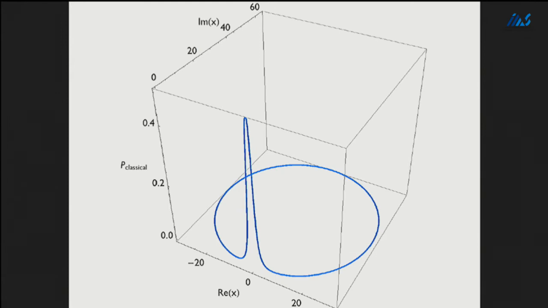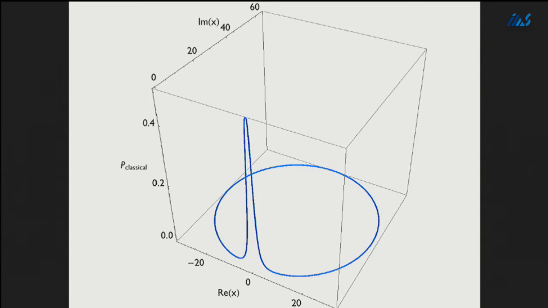And in fact, you can see what is happening in the complex plane. If you make a three-dimensional plot of the classical probability, the particle whizzes around in the complex plane, and the probability of finding it there approaches 0. And the probability of finding it over here on the real axis at the origin is spiking.